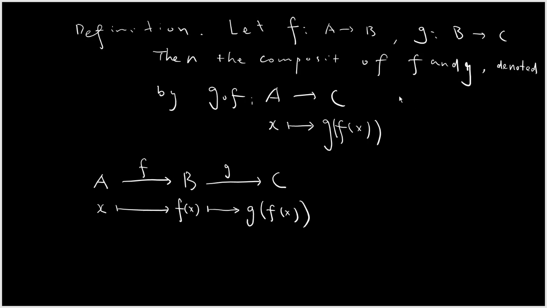So do you see in the definition, the rule is given by every member x in A is mapped to a member in C. It's defined as G of f of x. I hope it makes sense now. Okay.